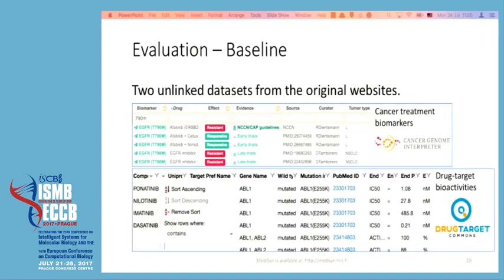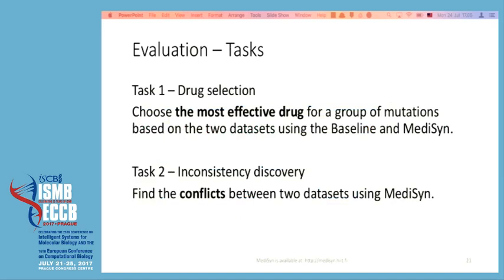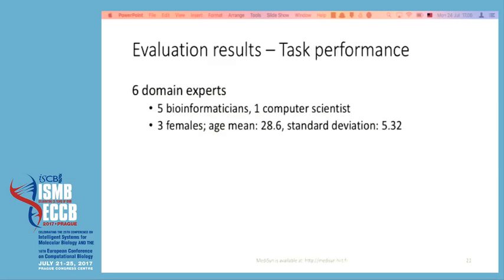And we use the original websites of the 2 datasets as the baseline system. All the participants completed the 2 tasks. The first one is to choose the most effective drug for a group of mutations using the baseline as well as MediSyn. And the second task is to find the conflicts between the 2 datasets using MediSyn.